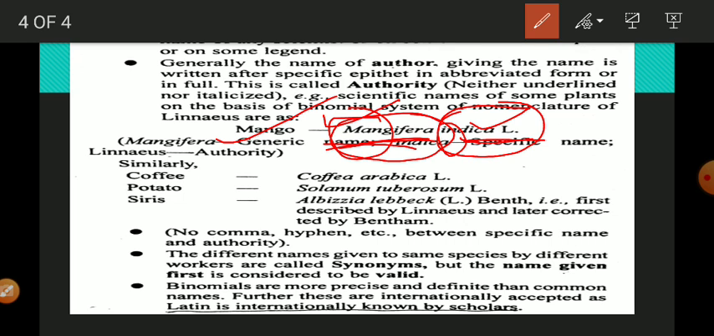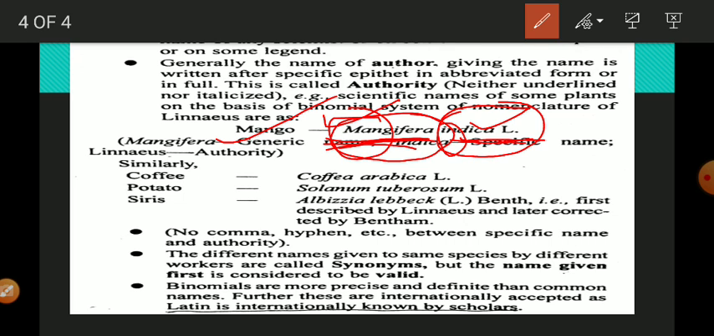Then both these names are underlined separately. When we write the scientific name of any species or plant, after writing it we underline the genus and species name separately. We can normally do this in our copy or notebook, but when we cannot underline, then it is written in italic form.